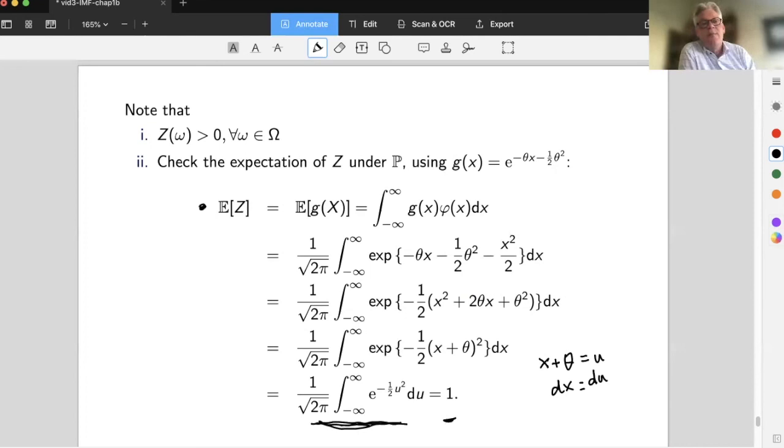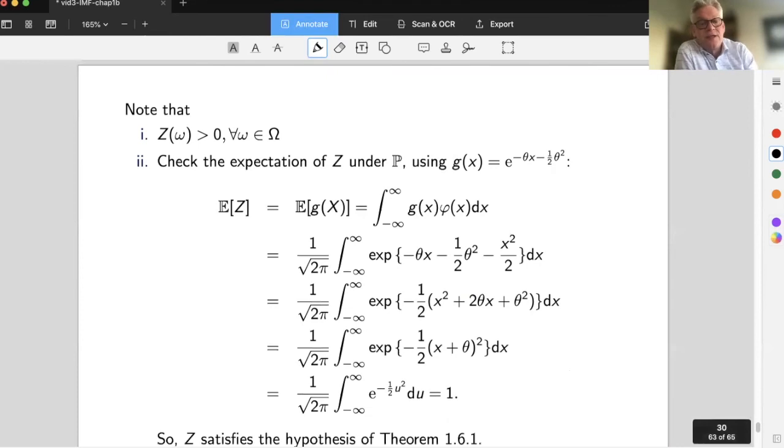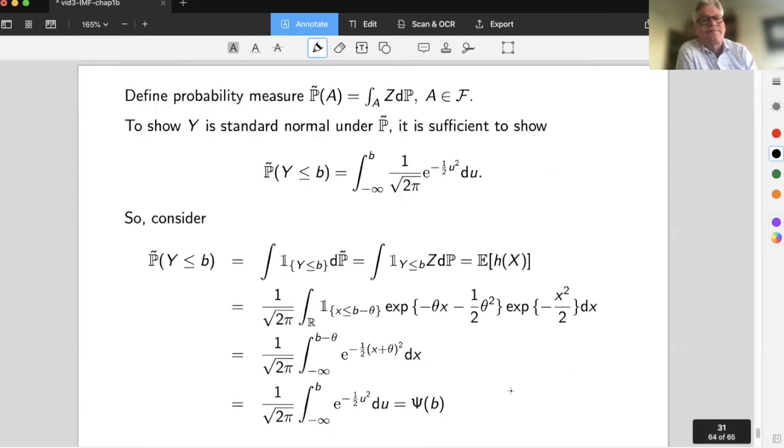Right? So both criteria are satisfied. Both properties are satisfied for Z. So Z satisfies the hypothesis of theorem 1.6.1. Now we define the probability measure as P tilde of A equals the integral over A of Z dP, where A is in F, in the sigma algebra.